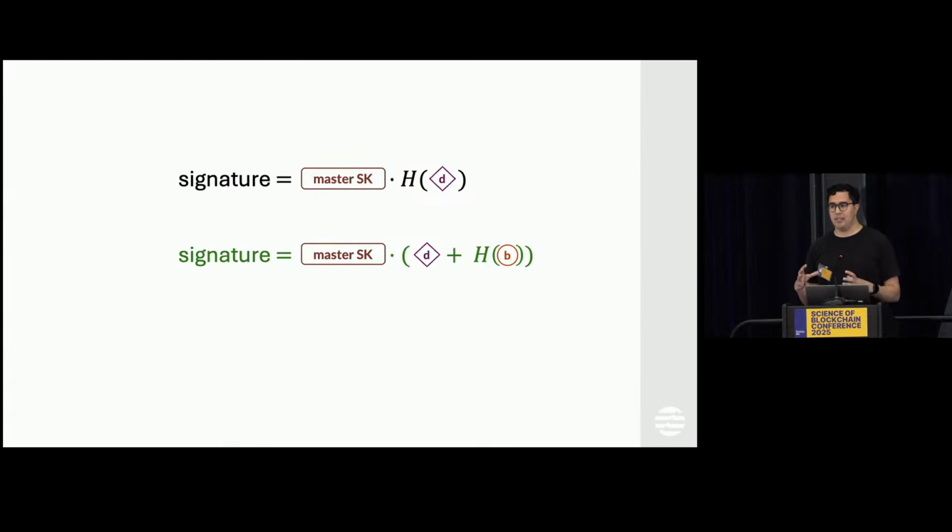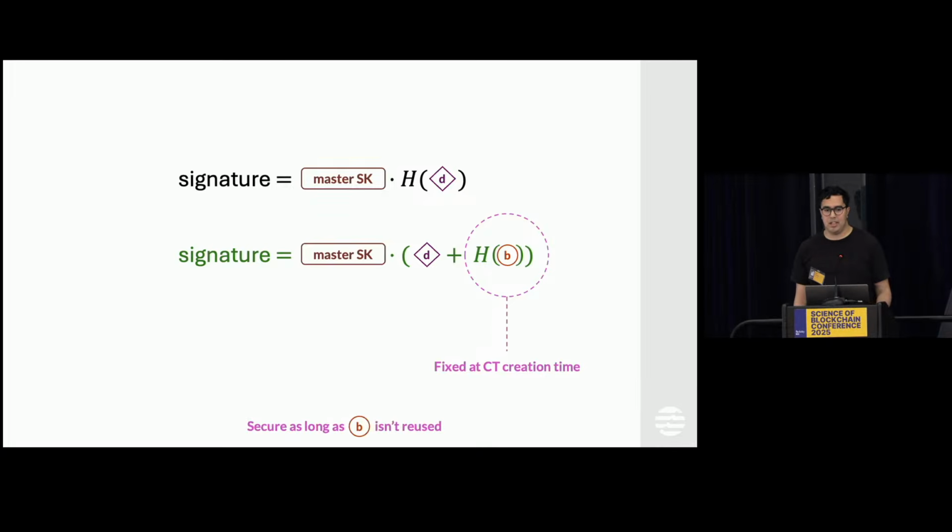And then once we have this offset message, this message that's offset by the hash, we're going to, again, do a scalar multiplication, just as in BLS. And the crucial thing here is that this hashed value is going to be fixed at creation time. It turns out that this simple modification of BLS is secure as long as you don't reuse these values B, like as long as you don't give out two different signatures with the same hashed B value.